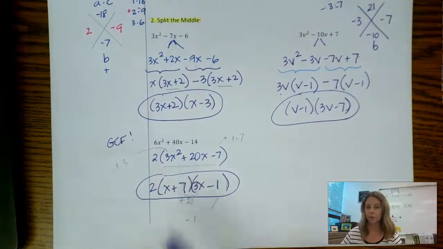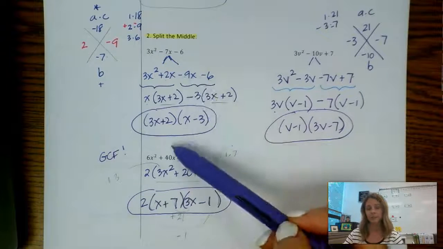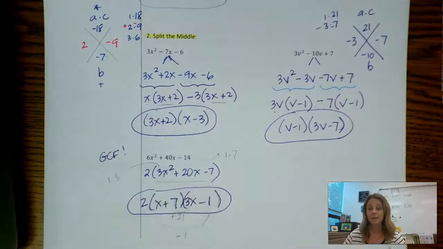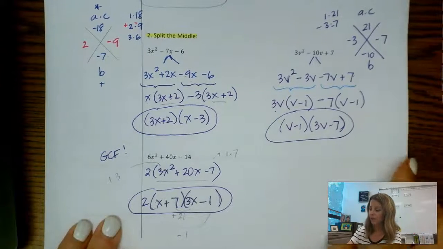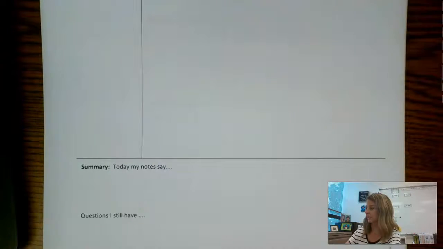Okay, so again, alternative to box method, or alternative, excuse me, to split the middle. Box method is another method you could factor with. Like I said, there's a whole host of methods. I just want you to pick one and be able to factor. Okay, let's finish up with special cases.